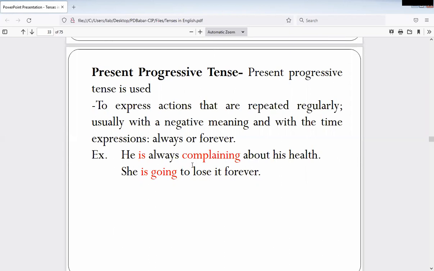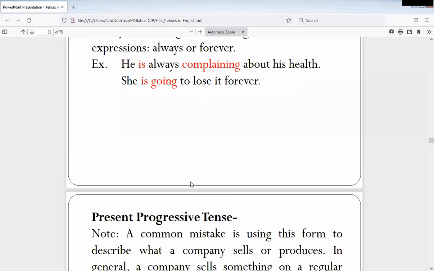The second example is: she is going to lose it forever. So in this example also, the negative meaning is expressed with the expression like forever. She is going to lose it forever. So here the present progressive tense is used.